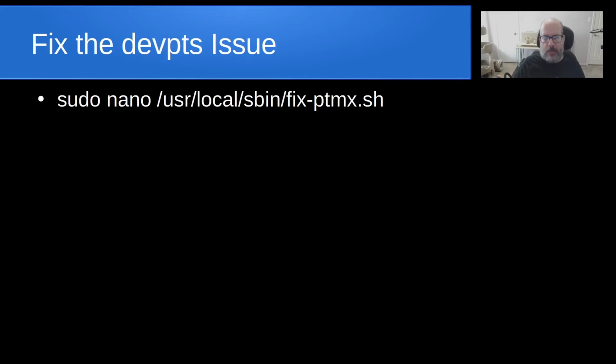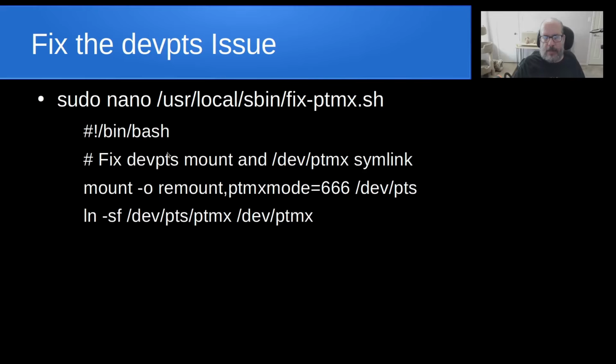And then the next issue was, how do I fix the dev PTS issue? Because after all, as long as that issue existed, I was completely incapable of logging in via SSH or using sudo from my user account. So I did a sudo nano /usr/local/sbin, and I created a shell script by the name of fix-ptmx.